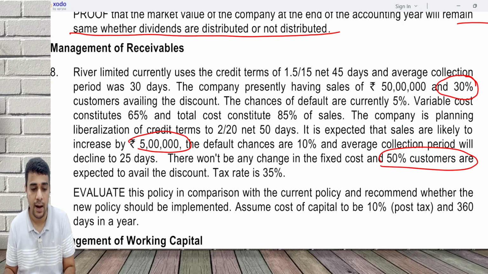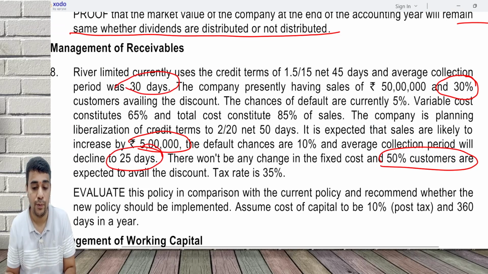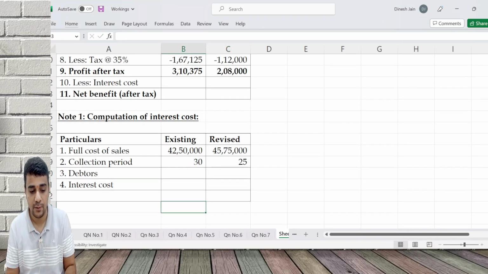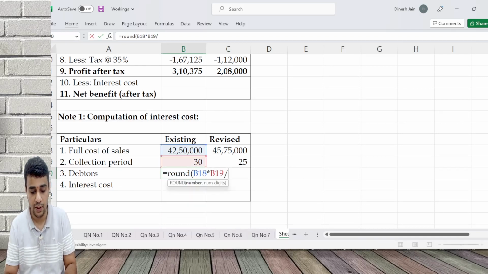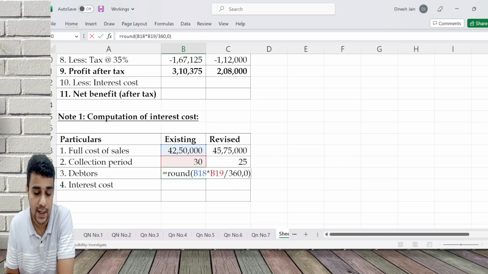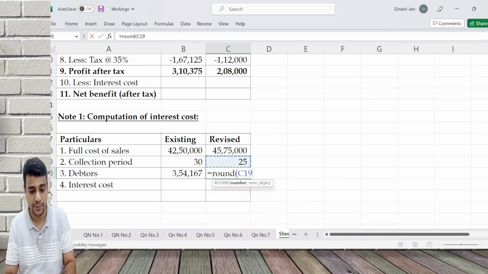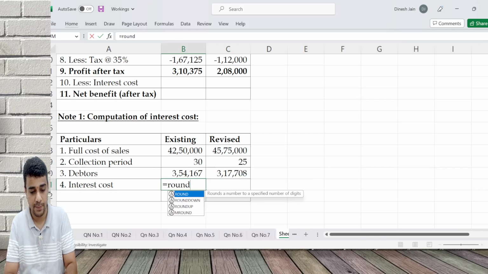The collection period as of now is 30 days. Because more people avail the discount, it goes down to 25 days. So that's the benefit of this new scheme, but I'm not sure whether the proposal will still get accepted. Debtors is cost of sales into 30/360. Alternatively, we could have done sales into 30/360 also, but we normally do it on cost of sales. In the revised case, cost of sales into 25/360.